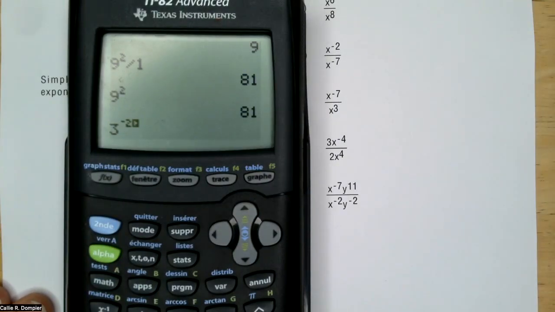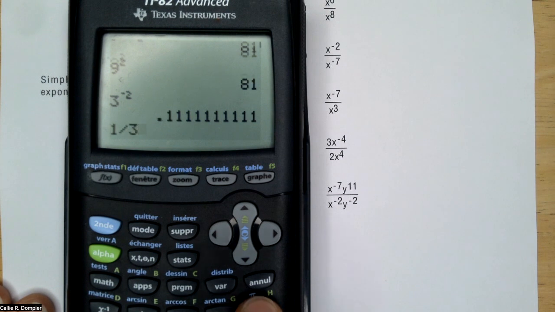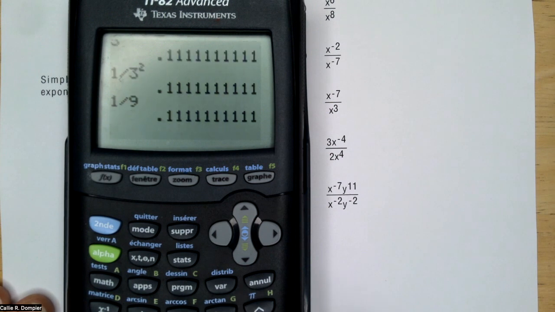3 to the power of -2, 0.11111. 1 divided by 3 to the power of 2, same. 1 divided by 9, same.